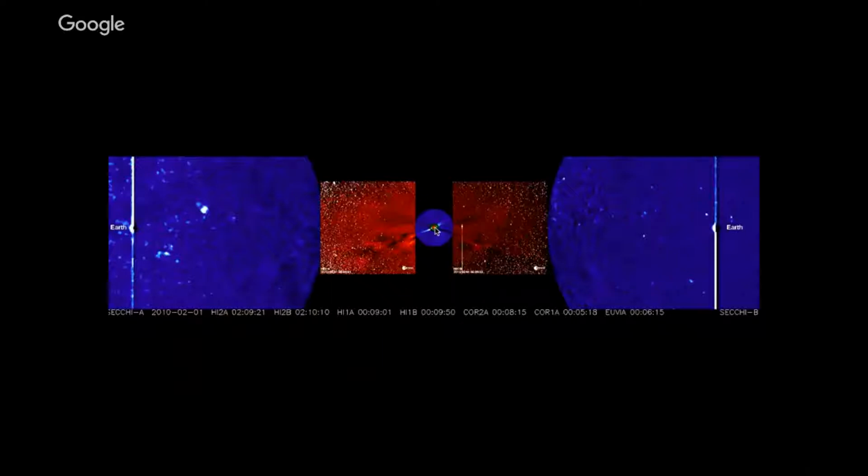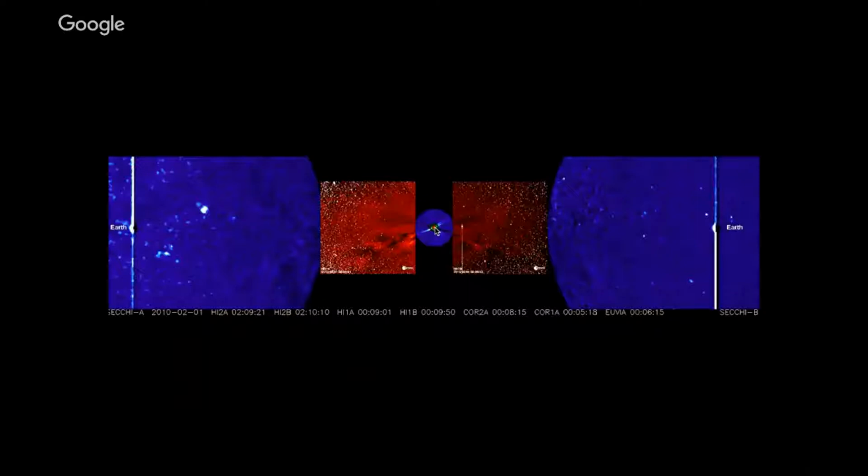Well, what we did in 2006, and what NASA did, was launch two spacecraft into orbit around the sun, just as the Earth is in orbit around the sun. But one spacecraft moved ahead of us in our orbit.